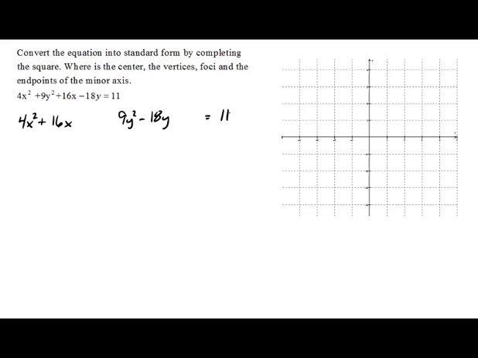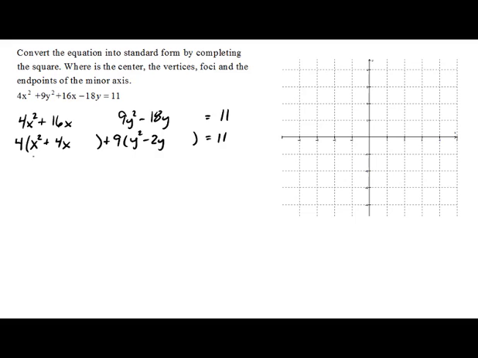So to complete the square, I need to factor out any coefficient on the squared term. So the first thing I'm going to do is factor out a 4 from these two terms, and I'm left with x squared plus 4x. And I'm going to leave a little room to complete the square, plus 9 times y squared minus 2y, and that equals 11.